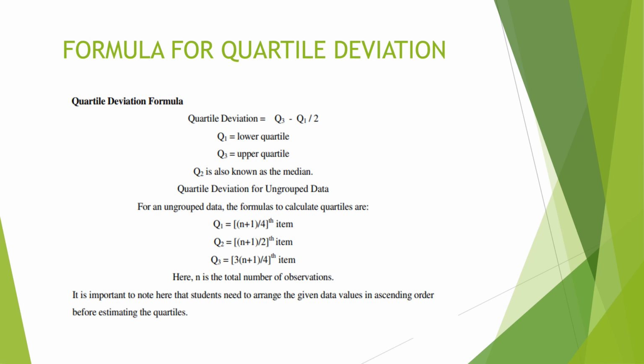Q1 is the (n plus 1) by 4th item, where n is the number of observations. Q2 is the (n plus 1) by 2nd item. Q3 is the 3 into (n plus 1) by 4th item. Here n is the total number of observations. It is important to note that you need to arrange the given data values in ascending order before estimating the quartiles.